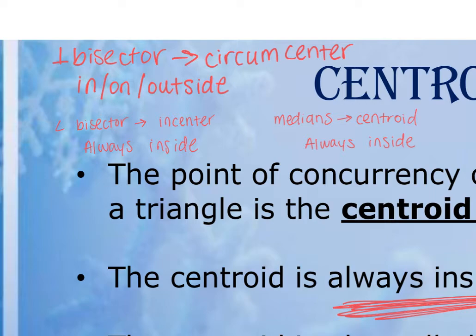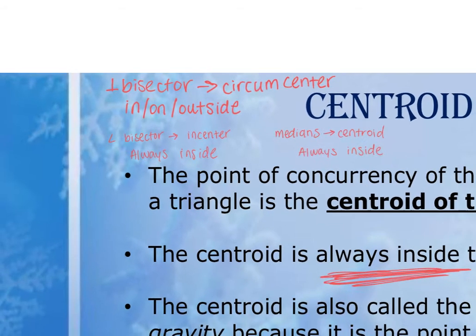So we've got circumcenter, incenter, and centroid. Circumcenter is where the perpendicular bisectors meet. Incenter is where the angle bisectors meet. And centroid is where the medians meet.